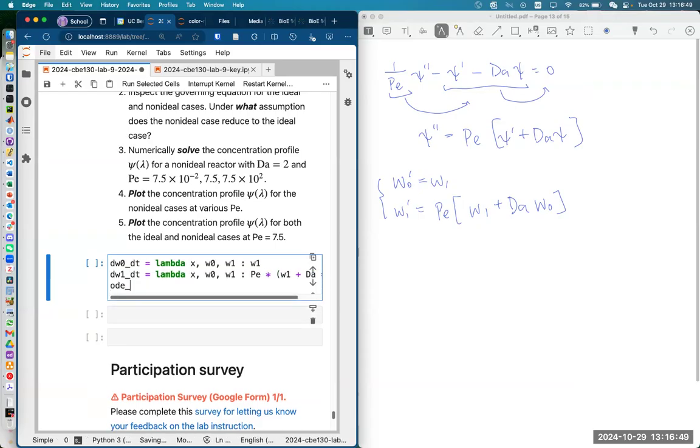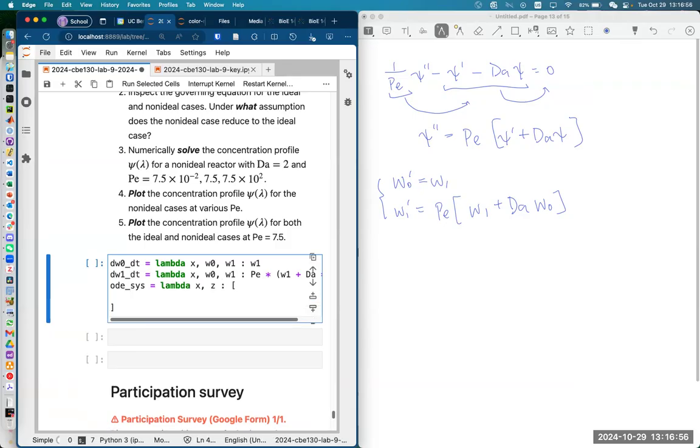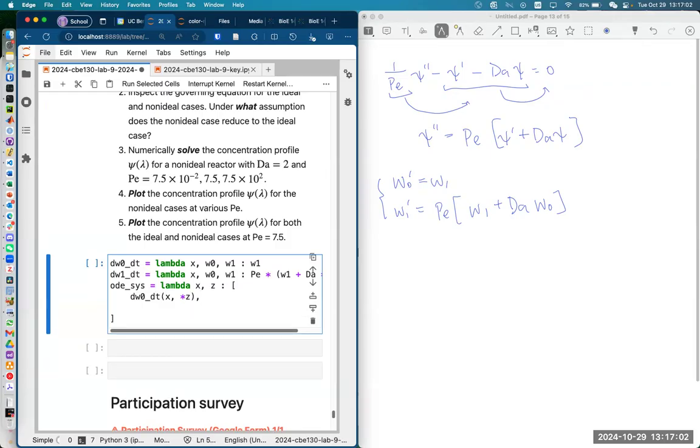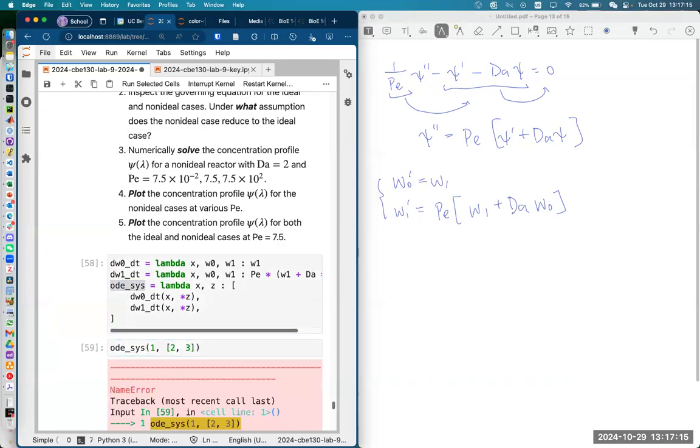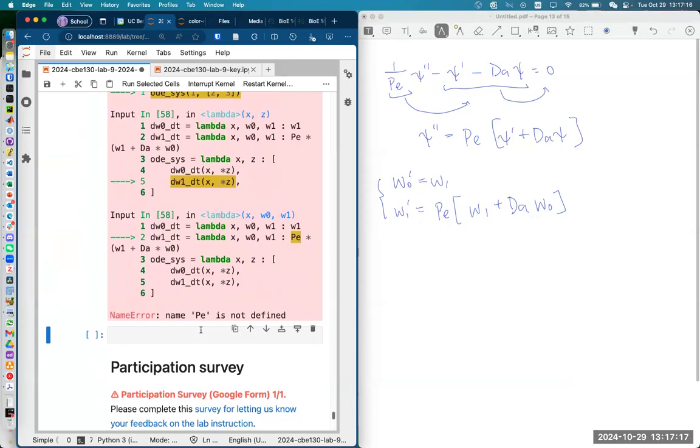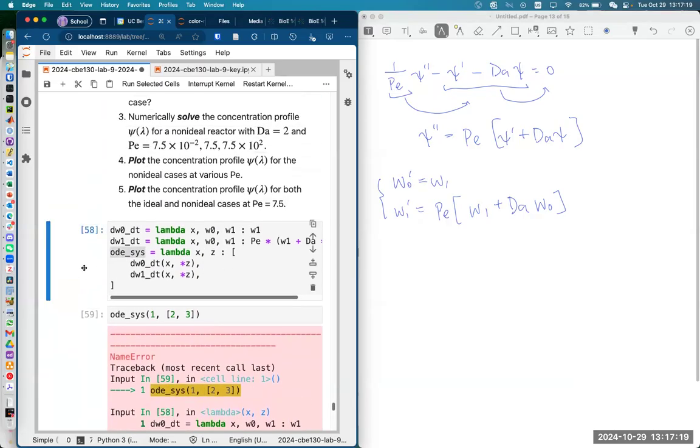And we want to assemble them into a system, a lambda function of x and z, and evaluate dW0 dt at x and unpack the z. The second line is dW1 dt, evaluate at x and unpack the z. Then you can verify if this works with some numbers. It gives an error saying that Peclet number is not defined. So we need to define the constants.